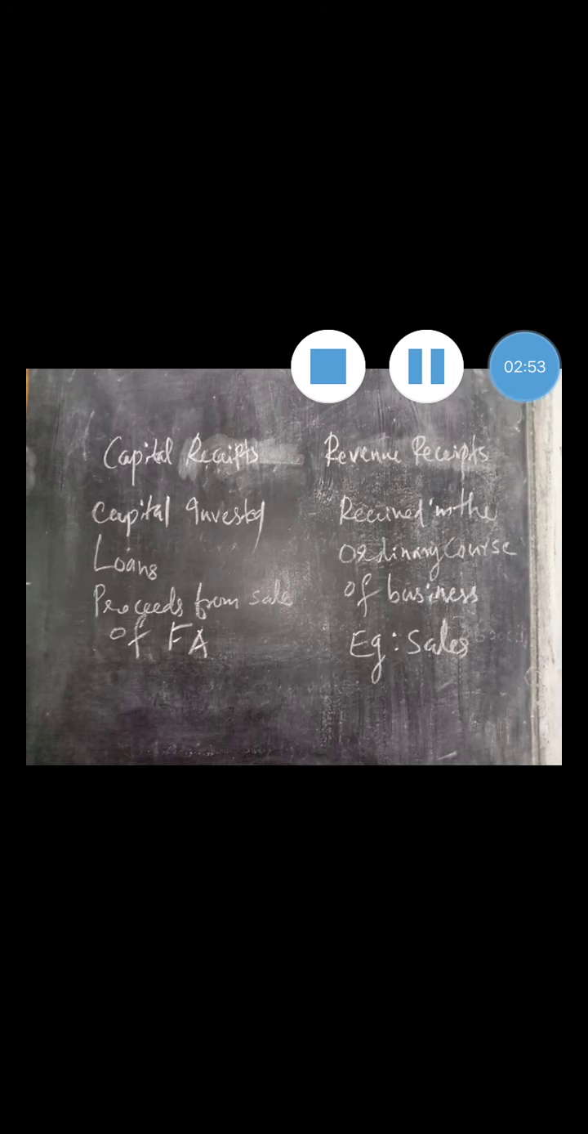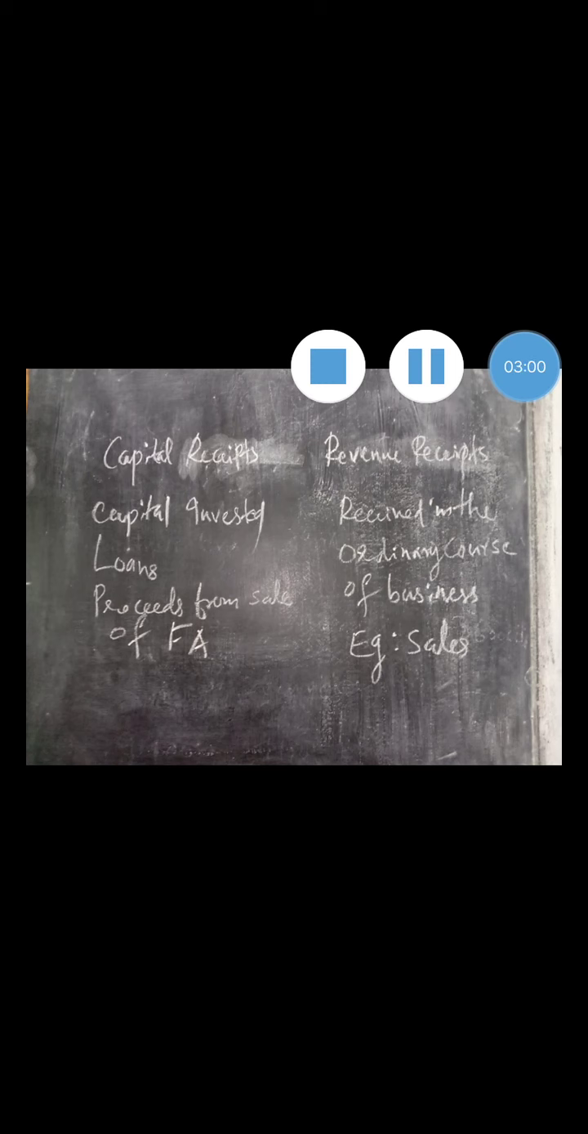So here the benefit of paying salary, benefit of paying rent is for one accounting period, one financial year. The benefit is available for one financial year. These are recurring in nature. Okay. Now we can move to what are capital receipts and revenue receipts.